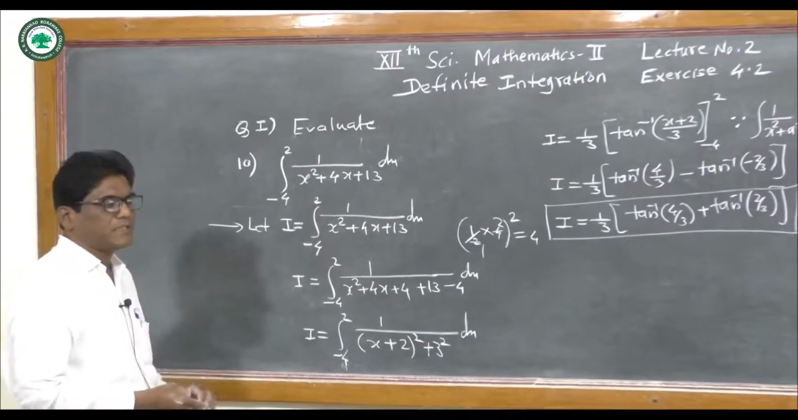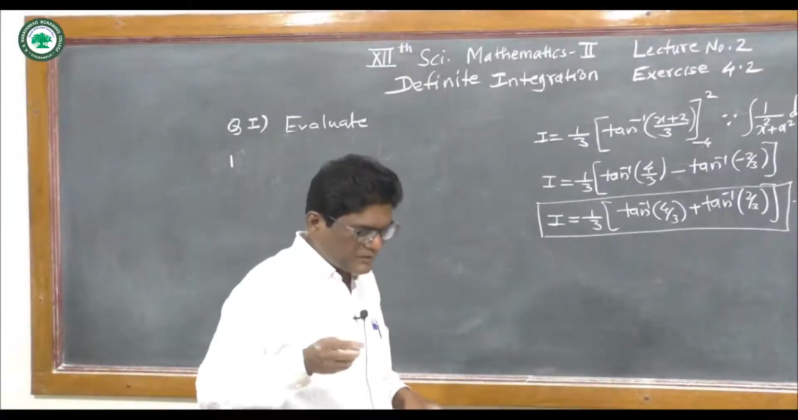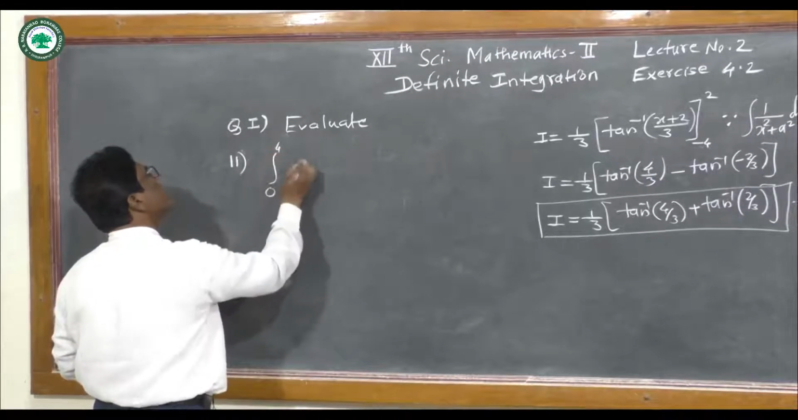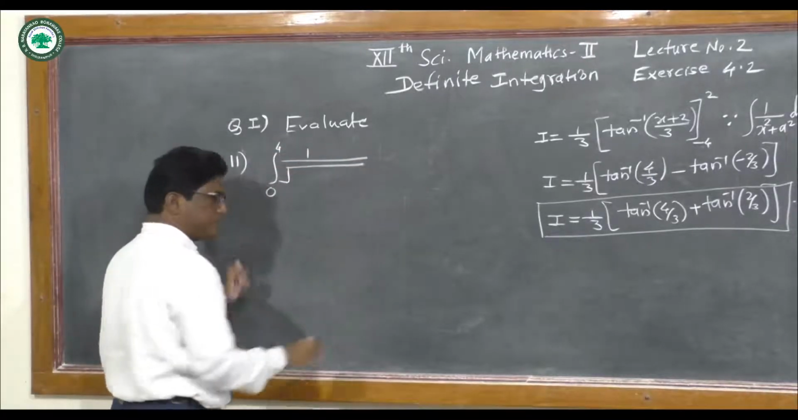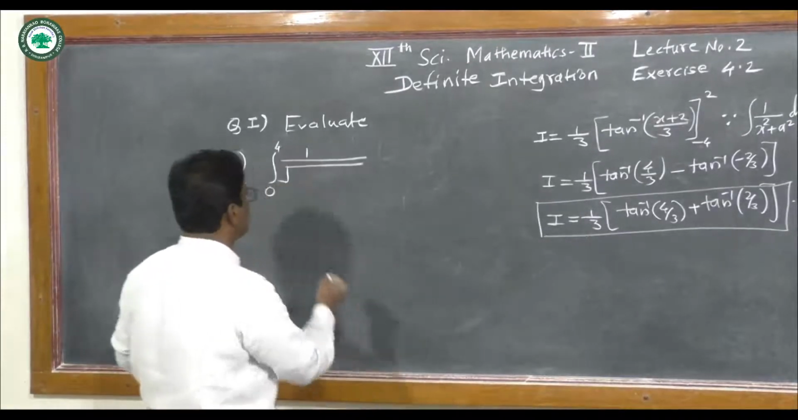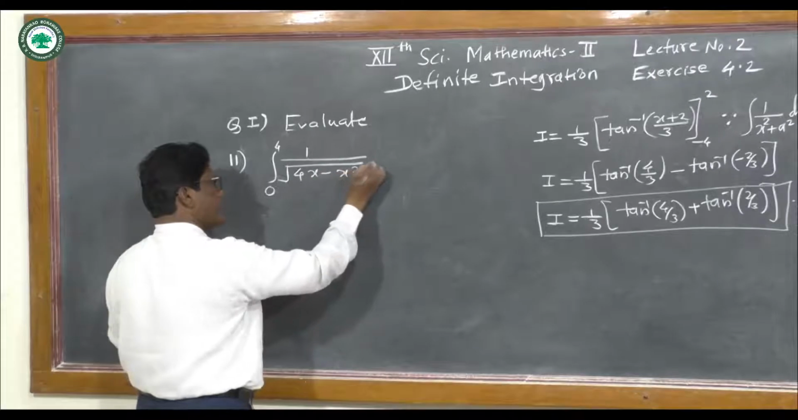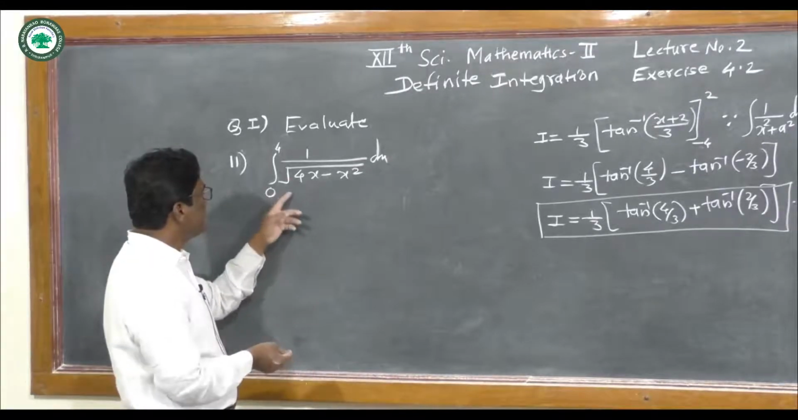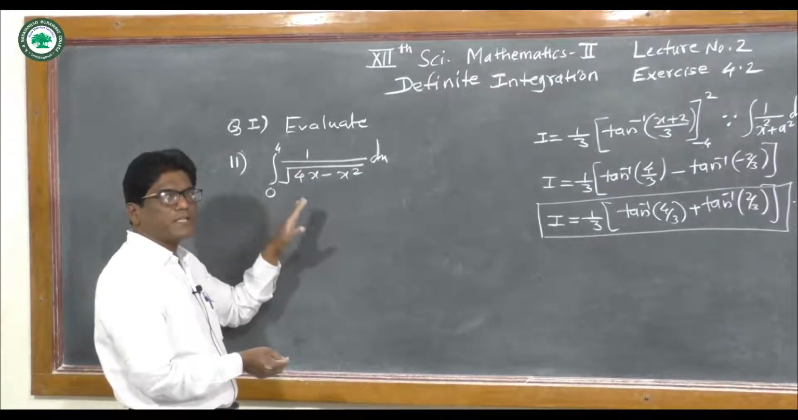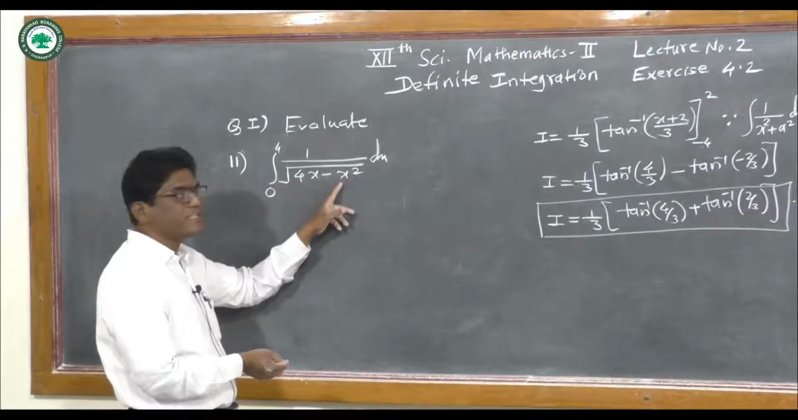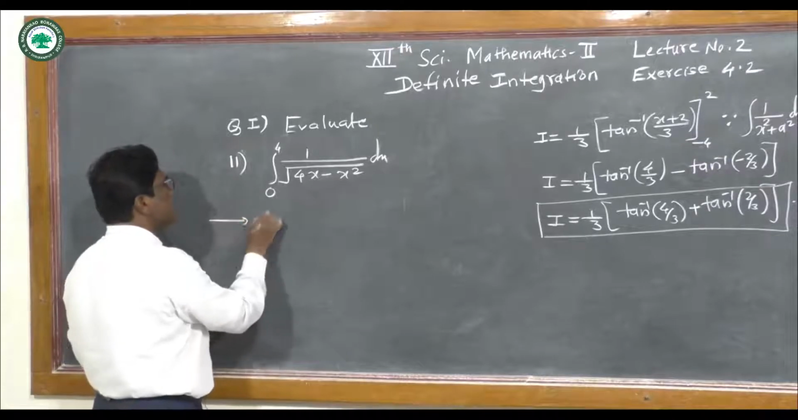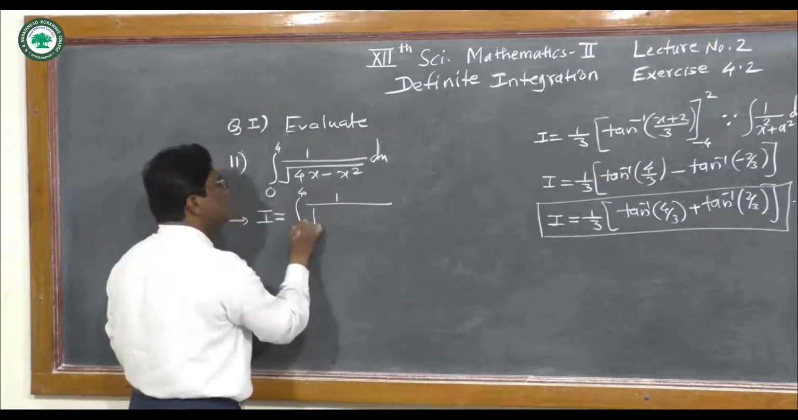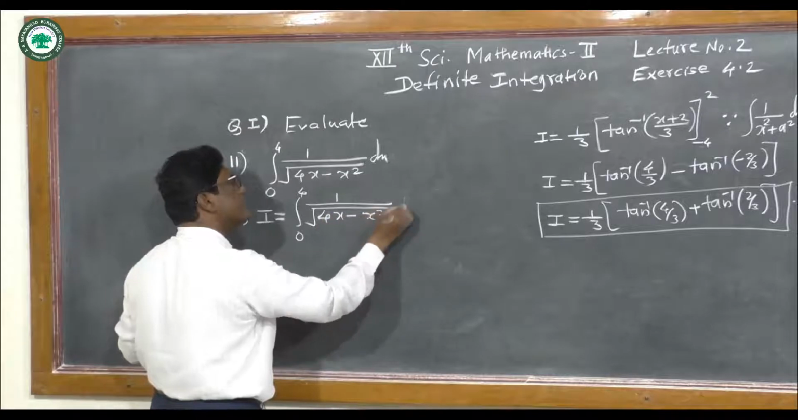Now next problem, the 11th problem: integration 0 to 4, 1 upon under root of 4x minus x square, dx. Here also we have to identify the type of the integration, that is integration of 1 upon under root of ax square plus bx plus c, but here x square is negative. So firstly call this I, so I is equal to integration 0 to 4, 1 upon under root of 4x minus x square dx.